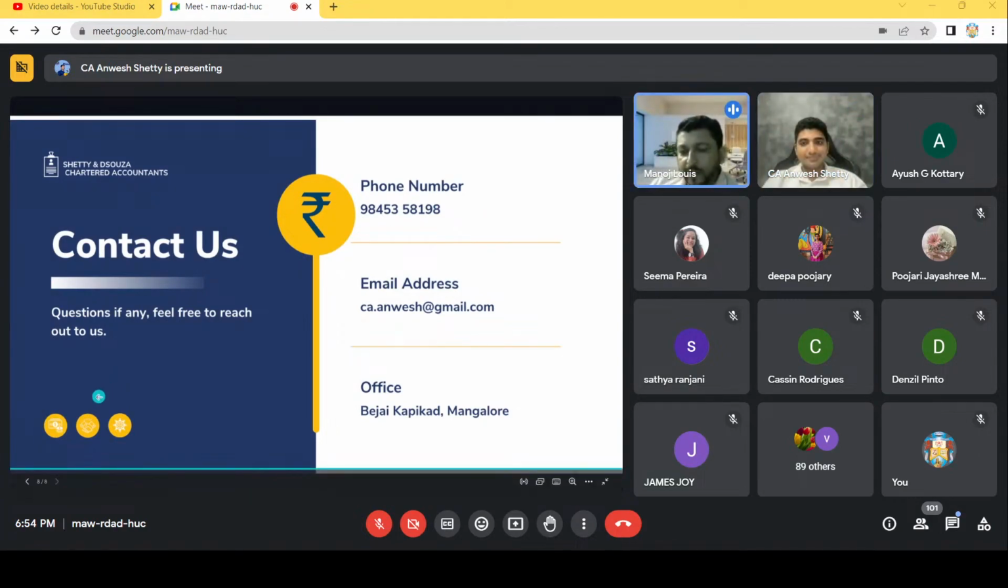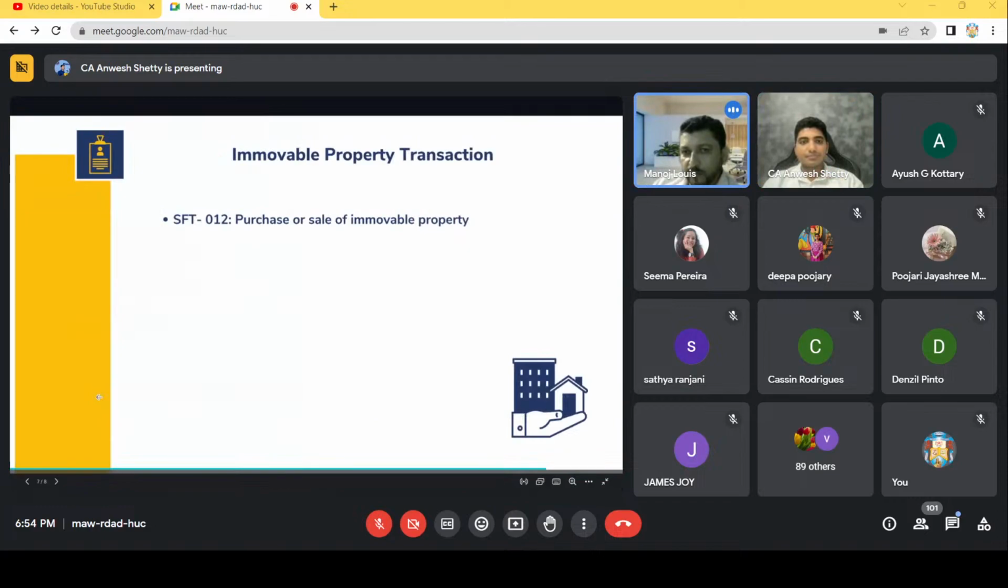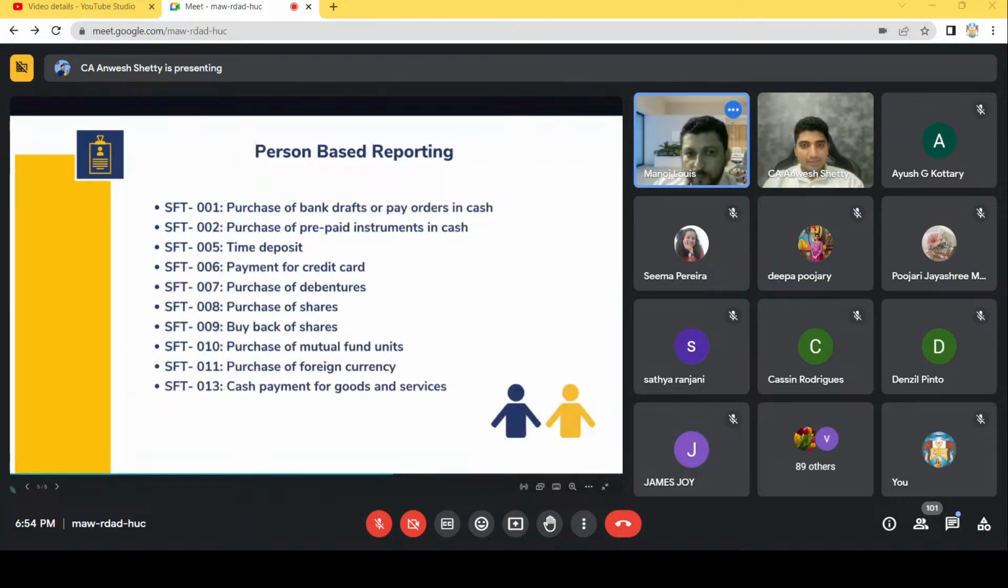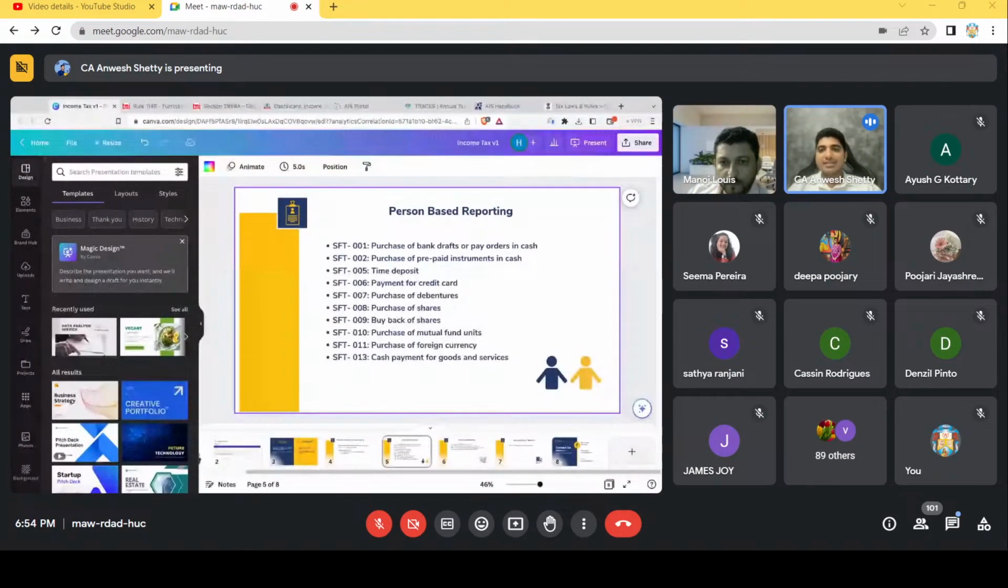In that SFT 18, I think purchase of mutual funds was not shown, I think. No, this list is getting updated, sir. That is a recent one that is not included. The list goes on. There are 50 types of transaction. Okay. I've taken the most relevant ones.